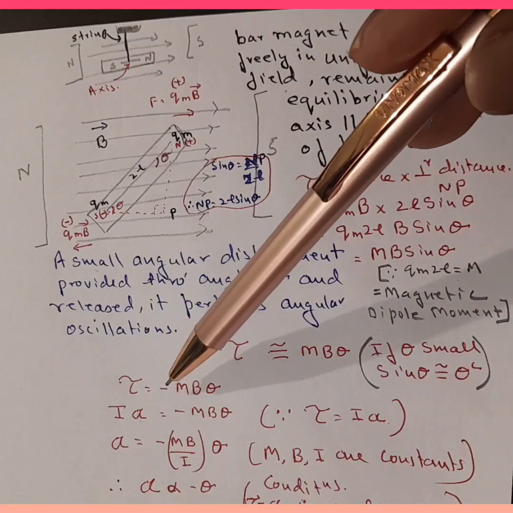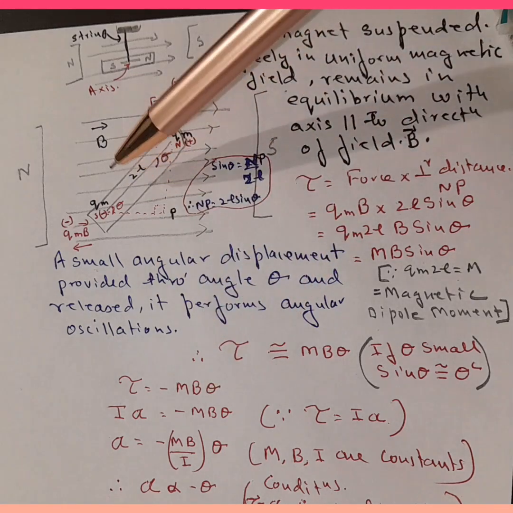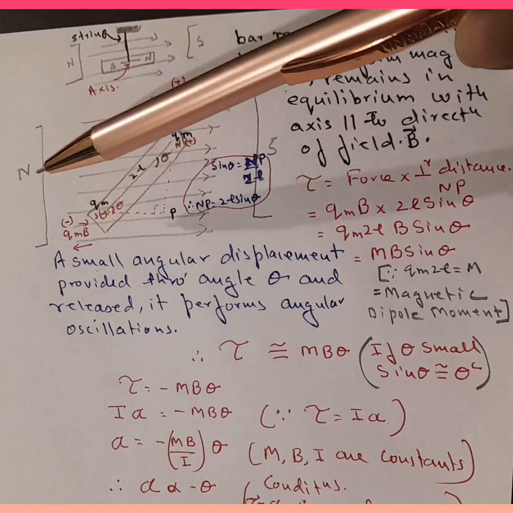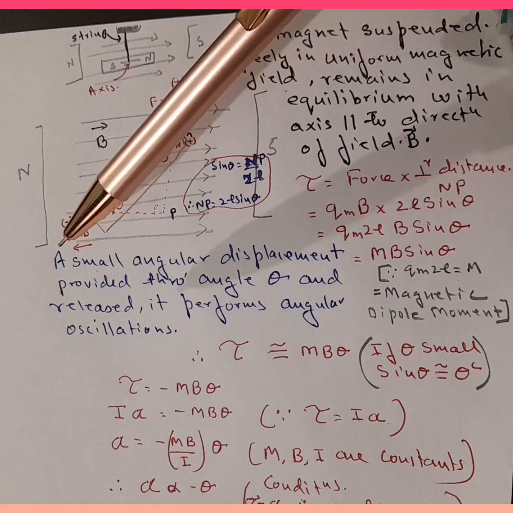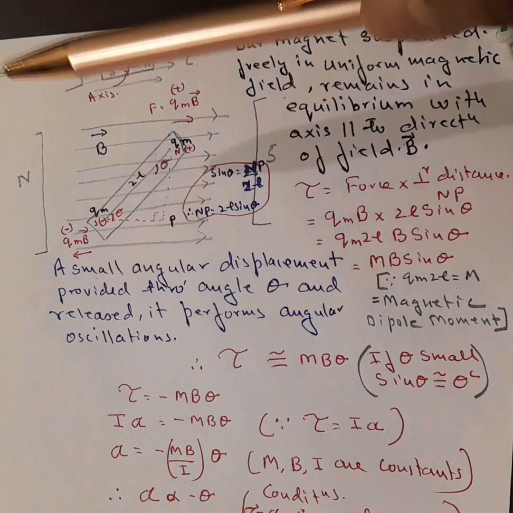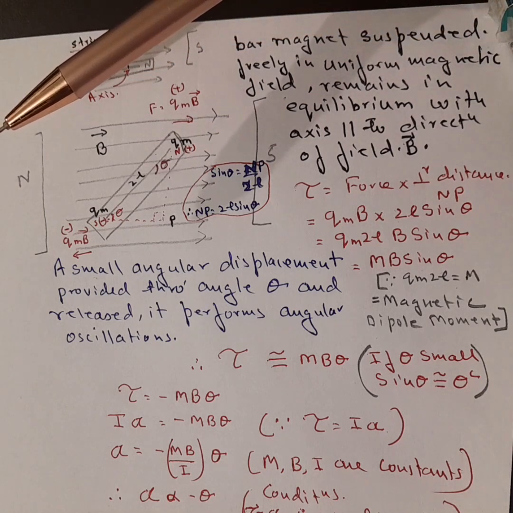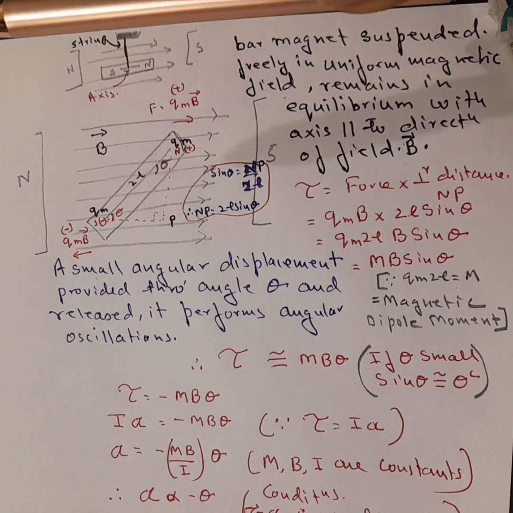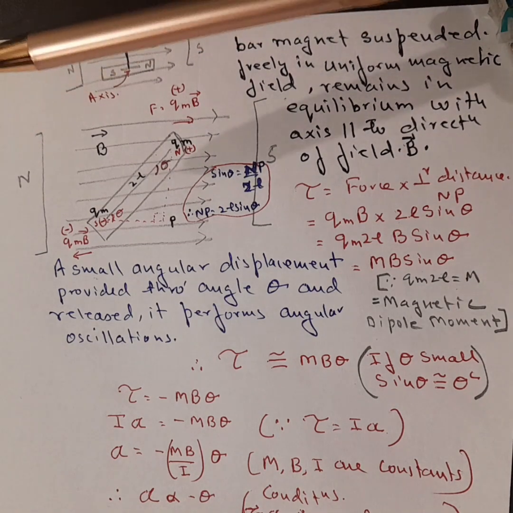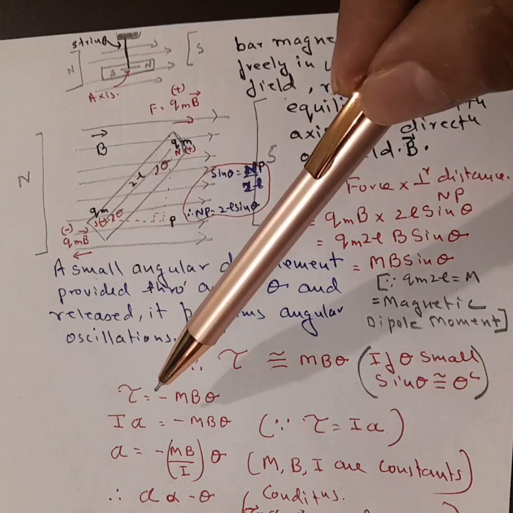Now tau is equal to minus mB theta. Why? Because it's tied by a string, right? So when I deflect it this side, it will try to come towards the opposite. The more the deflection, the more intensity with which it comes back. We have deflected the magnet lying in equilibrium by some angle in this direction. As we leave it, it will again try to come back in this direction. Deflection was in this direction and restoring torque was in this direction, so the two are opposite to each other, hence the minus sign.